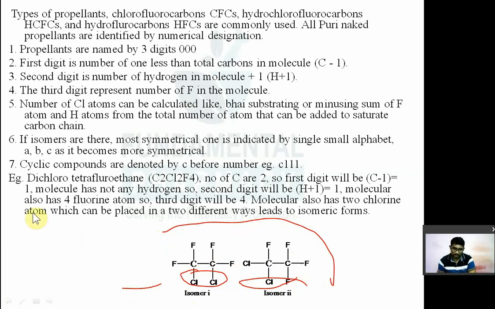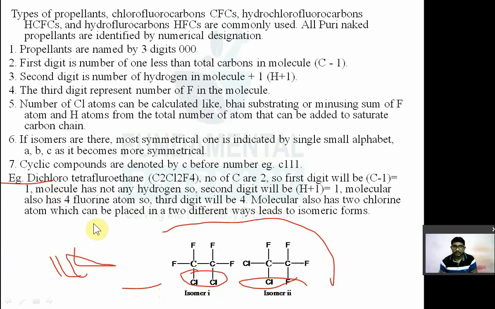So dichlorotetrafluoroethane is normally denoted by 114. Its name is nothing but 114. Now if this isomer is present, then you have to write 114A. If there is one more symmetric than this, then this will be 114B.